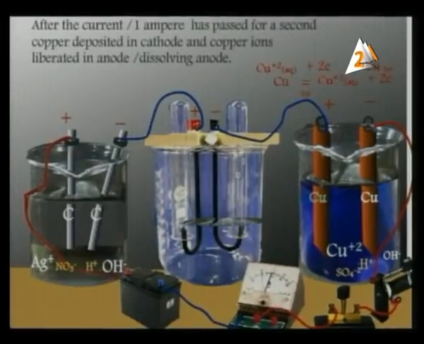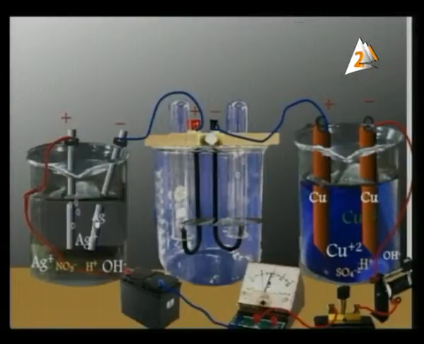And the other one, we have copper. After the current 1 ampere has passed for a second, the copper is deposited at the cathode and the copper ions are liberated at the anode, dissolving the anode. Good to say that you have Cu2+ in aqueous solution plus 2 electrons, directly giving copper solid. This copper solid will lose 2 electrons and change into Cu2+. The reaction does not stop, it works all the time.